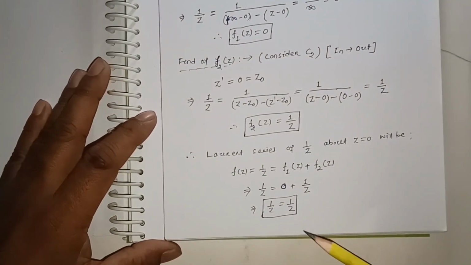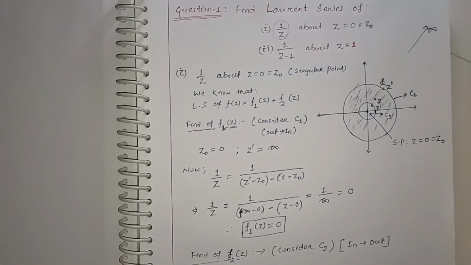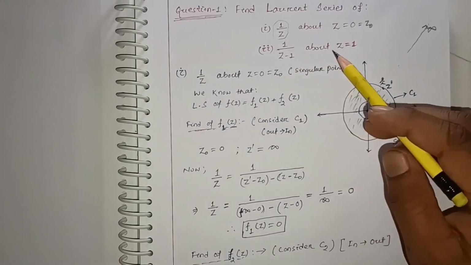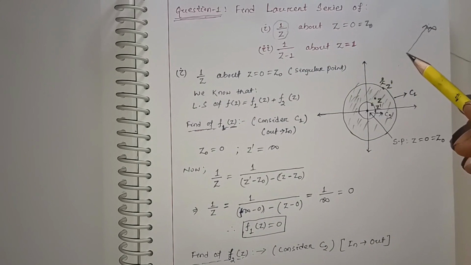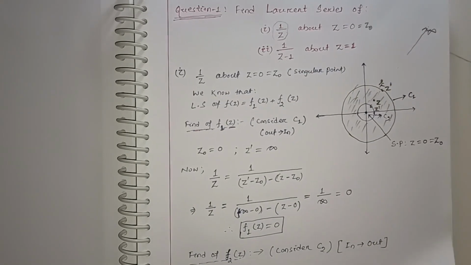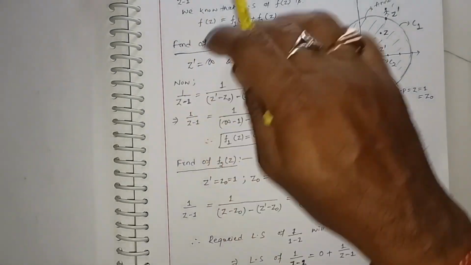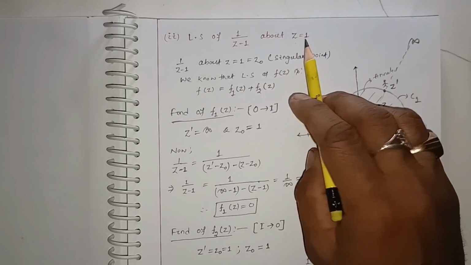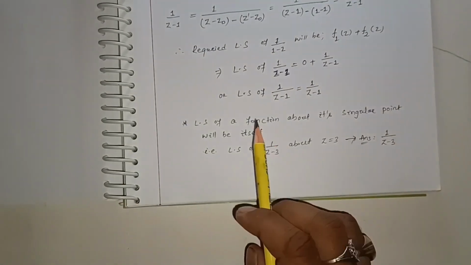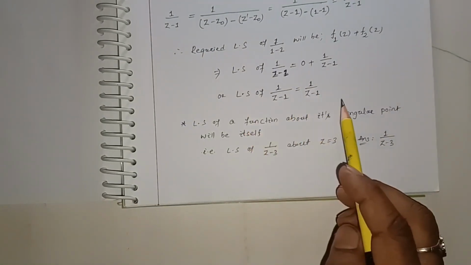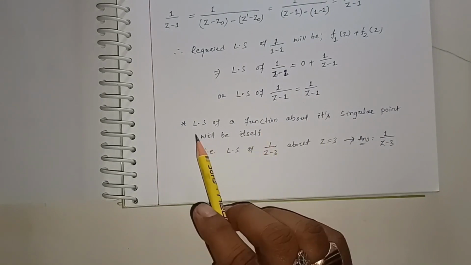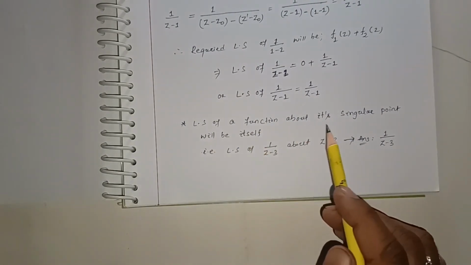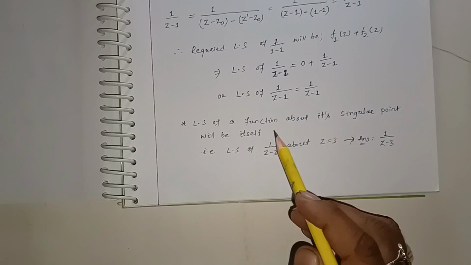At last we found that similarly, the Laurent series of 1 by z minus 1 about z equal to 1, its singular point, is also itself, that means 1 by z minus 1. At last I also wrote that the Laurent series of a function about its singular point will be itself.